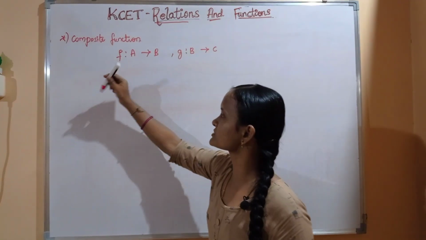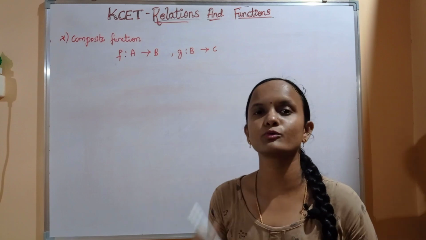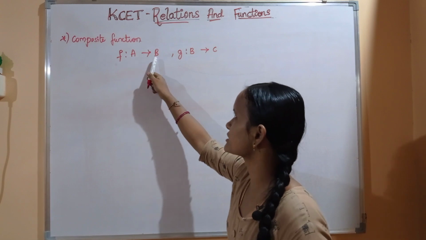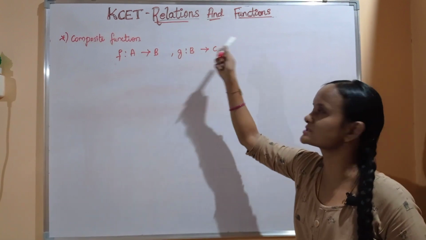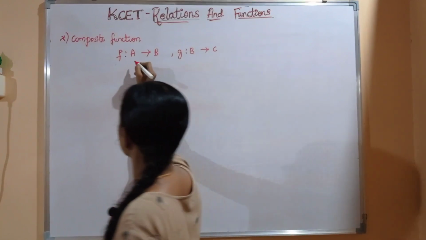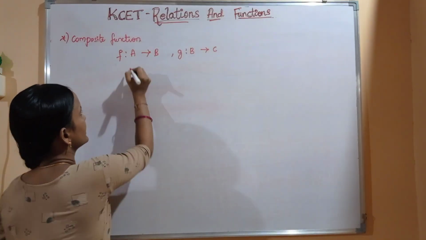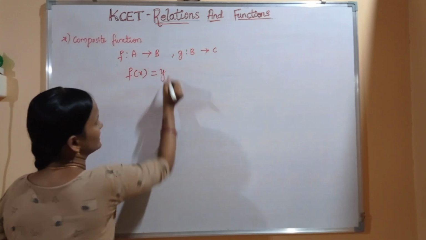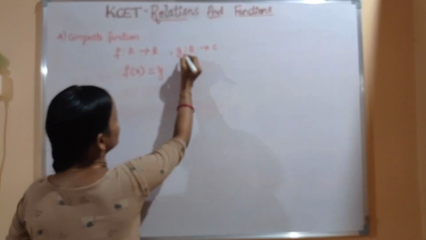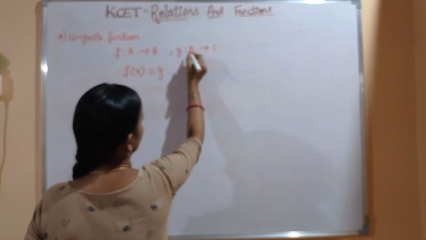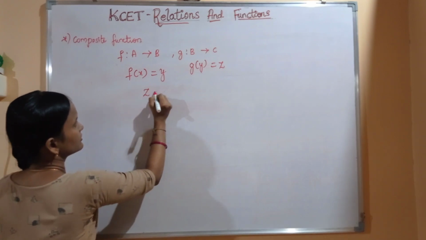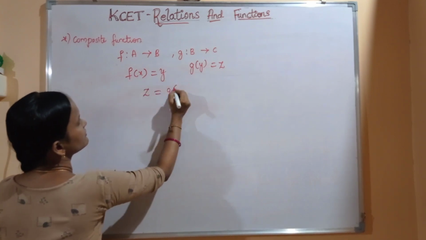Next comes composite function. Let A, B, C be three non-empty sets such that f is a function defined from set A to set B and g is defined from set B to set C. If x is an element belonging to set A, then f of x will be mapped to set B. Let us consider the element y belonging to set B; therefore g of y is equal to z. So we can write z is equal to g of f of x.